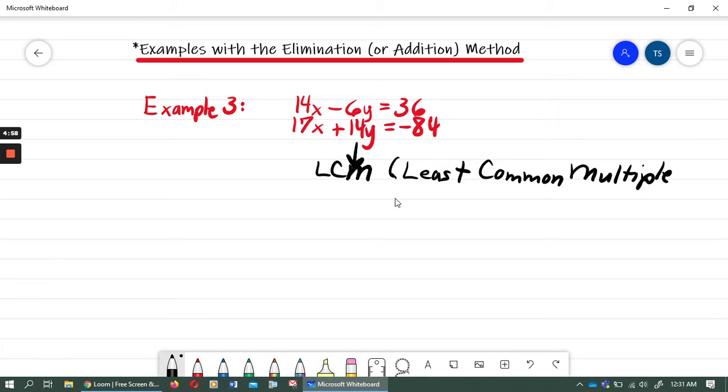I apologize about the sloppiness of that here. As long as you can still read it, that's all right.